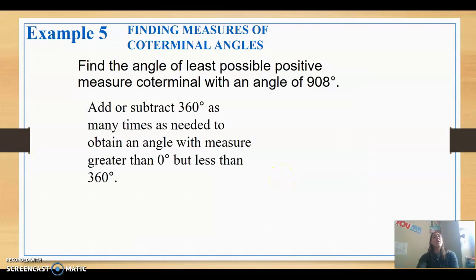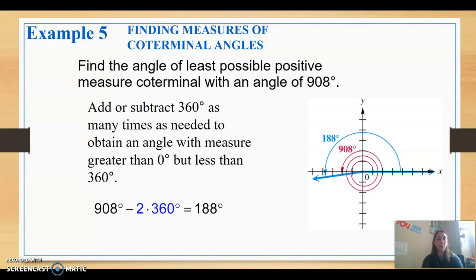Okay, so to find the measure of a coterminal angle. We are going to find the angle of the least possible positive measure coterminal with the angle of 908 degrees. The first thing we need to figure out is how many times we can go around. How many 360s can we go around without going over 908? Well, it'd be 2 times, right? Because if we go 3 times, it'd be 1080, and 2 times is 720.